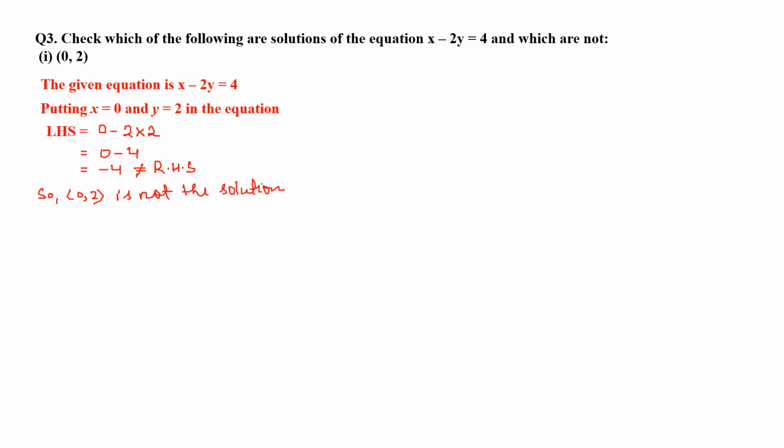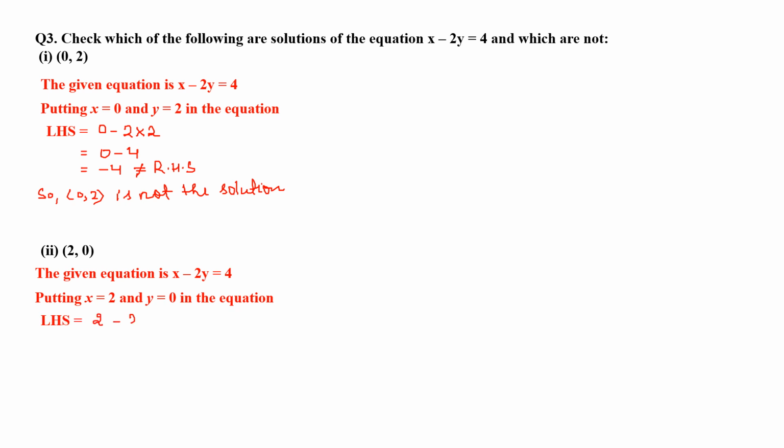Clear? Now next question is (2, 0). Again here, I will put x as 2 and y as 0 in the equation. So 2 minus 2 into 0, which will give me 2 minus 0 equal to 2, which is again not equal to RHS because RHS is 4. So I will say (2, 0) is not the solution. I hope it is clear now how to solve these type of questions, isn't it?